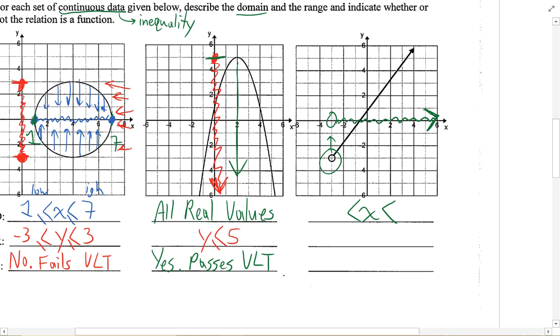So what is my low value? My low value is -3, but it doesn't equal -3. There is no high value. There's nothing stopping it. So I just erase it. And so my domain is x is greater than -3. Okay.